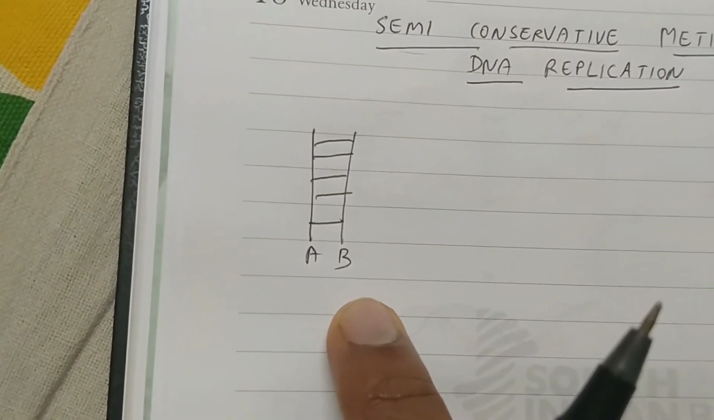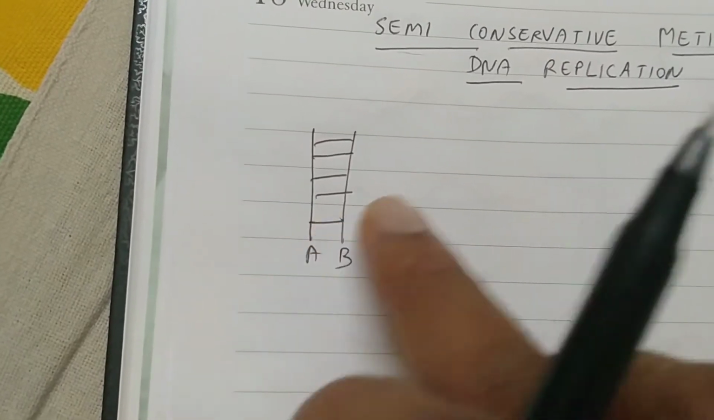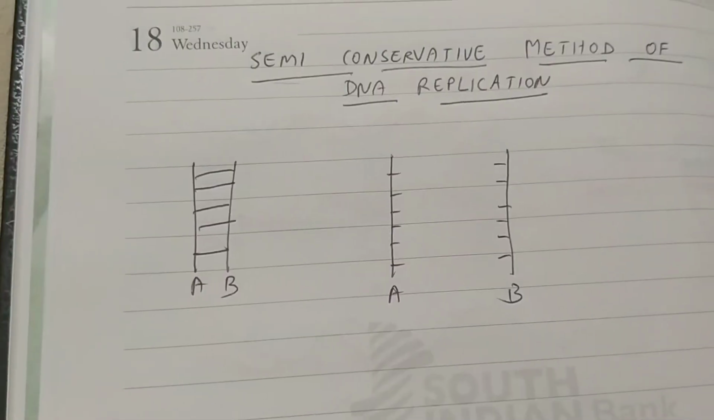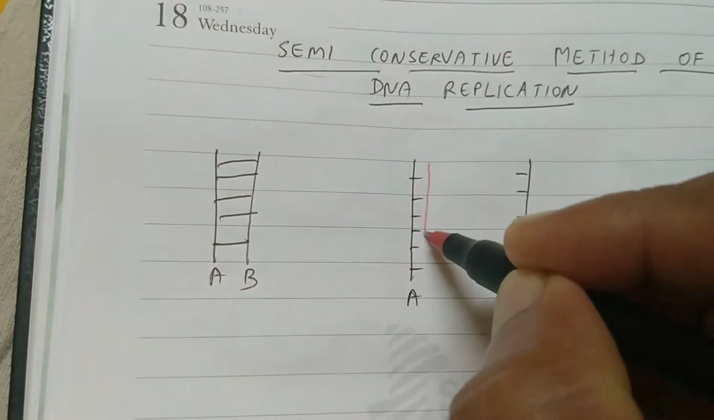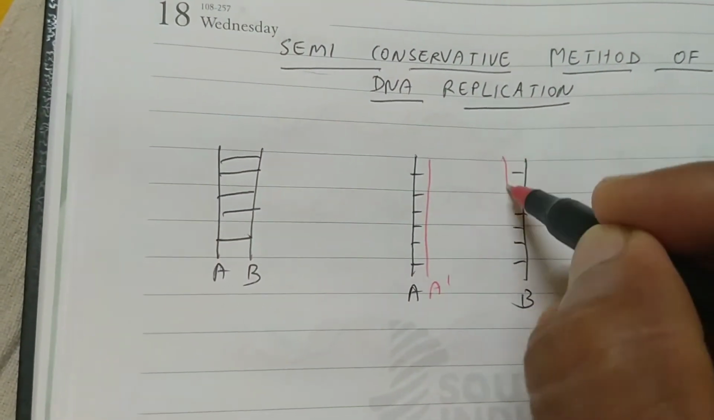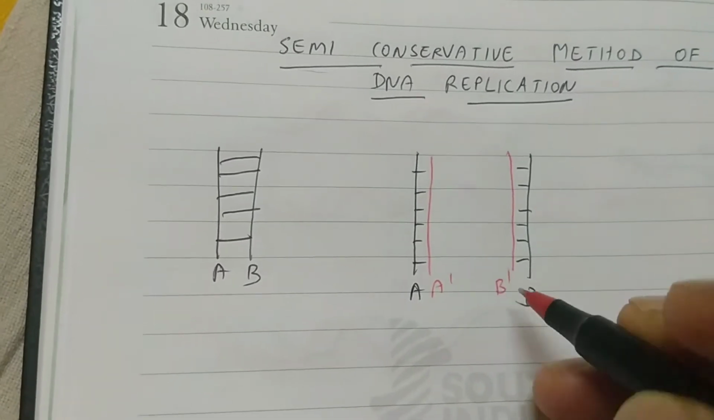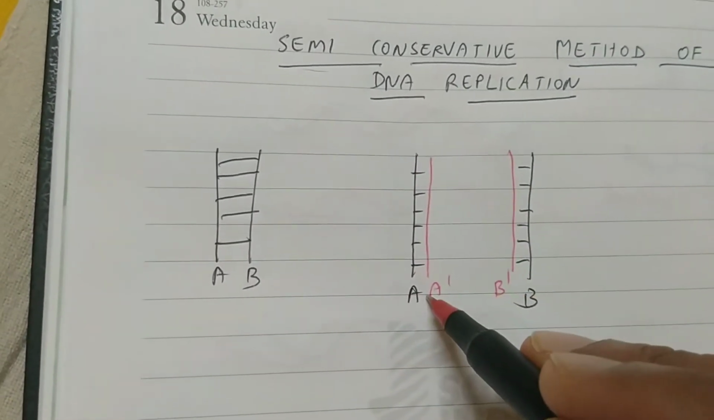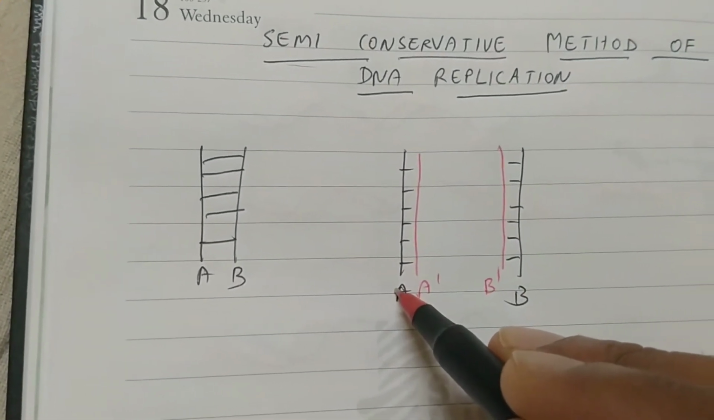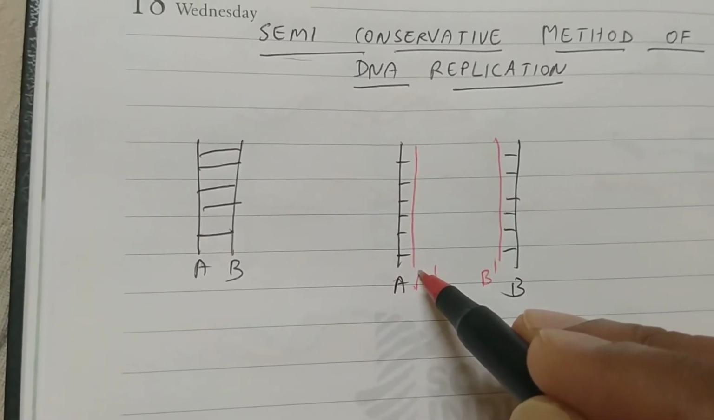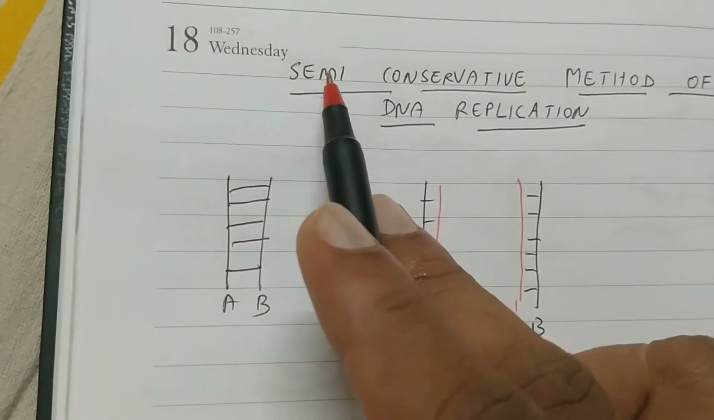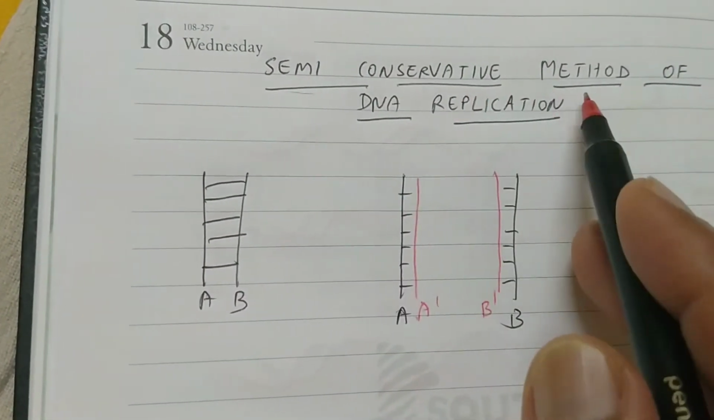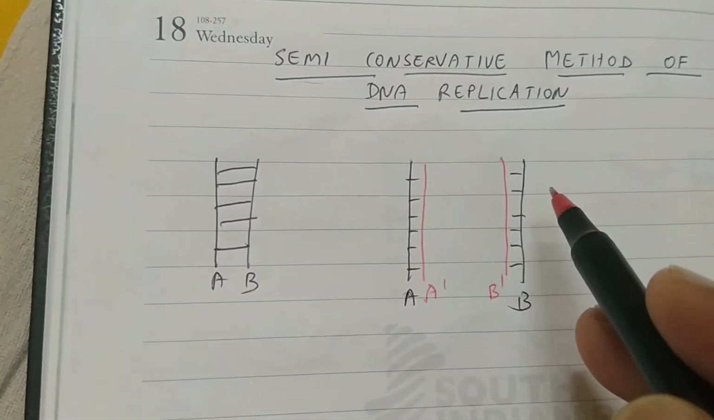Now when the replication occurs, these two strands will separate. It separates and forms A and B, and here a new strand will be synthesized, A dash, and here a new one, B dash. So in the newly synthesized DNA fragment, one strand is from the parent and one is newly synthesized. So only half is conserved from the parent. That is what you mean by half conserved, the semi-conservative method of DNA replication.